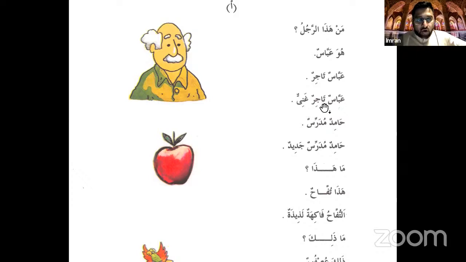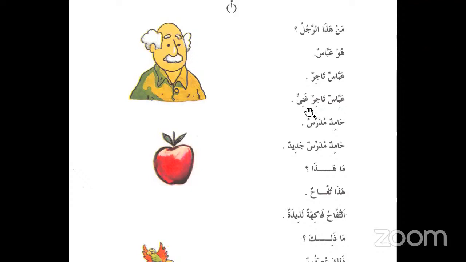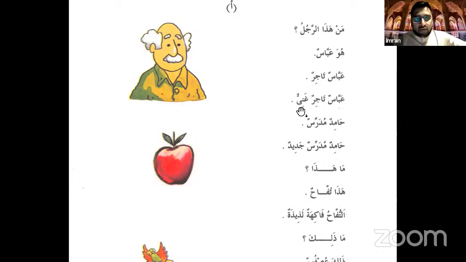Now, I'm going to teach you the rulings of the sifa. There are some rulings in regards to adjectives. Azmin, are you there? Yes. The word ghaniyun, which is the adjective, always follows the noun which it comes after. So the word ghaniyun is coming after the word tajir.